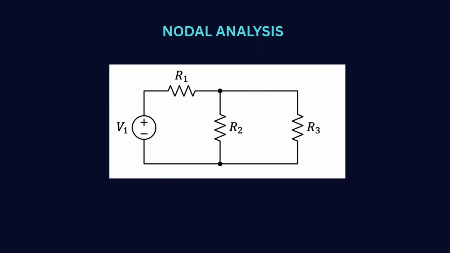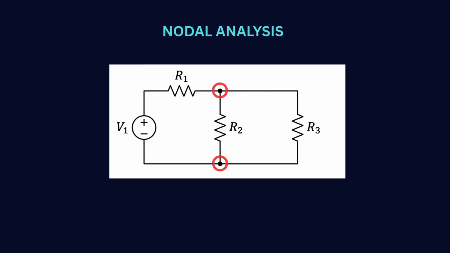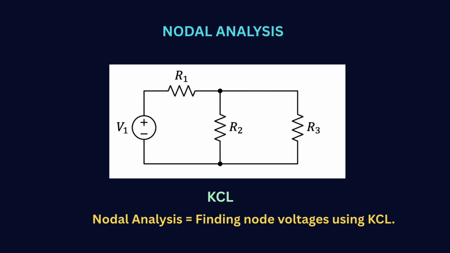Suppose a circuit contains several branches. Instead of writing KCL randomly, we first identify the important nodes. A node is simply a point where two or more elements are connected. In nodal analysis, our unknowns are the node voltages. Then we apply KCL at those nodes. So remember, nodal analysis is finding node voltages using KCL. Now let's understand the rules of nodal analysis.